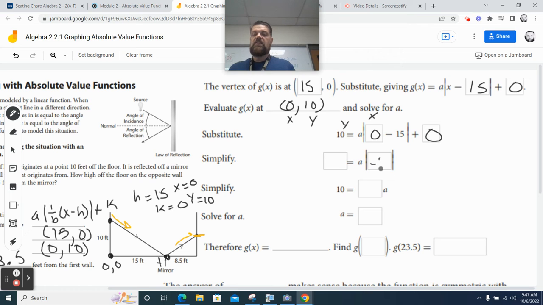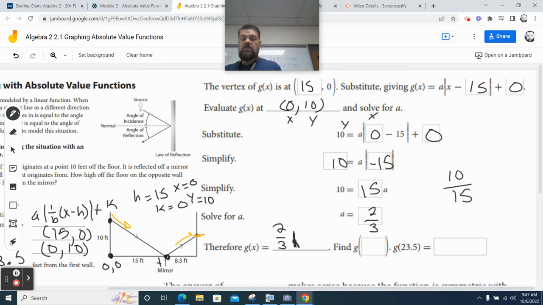Then this becomes the absolute value of negative 15 equals 10. The absolute value of negative 15 is positive 15. I divide both sides by 15. I get 10 over 15, which reduces down to 2/3. And that is the equation. Therefore, my equation is 2/3 times the absolute value of x minus 15.